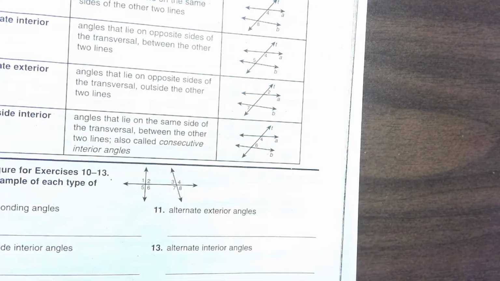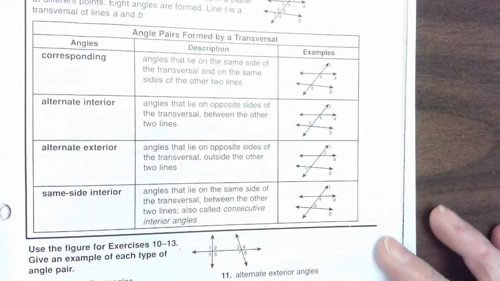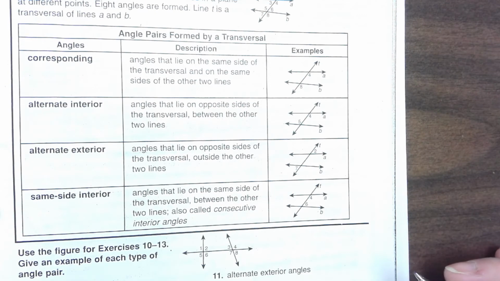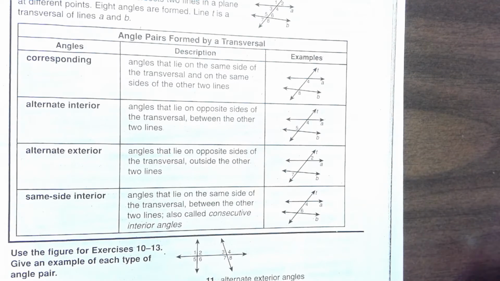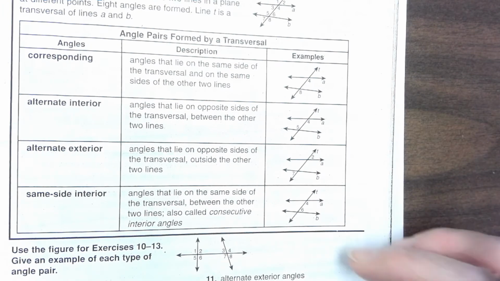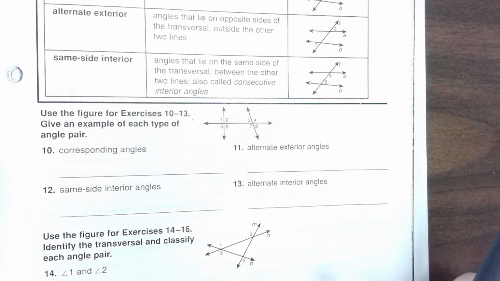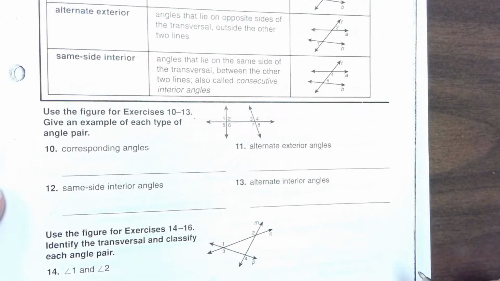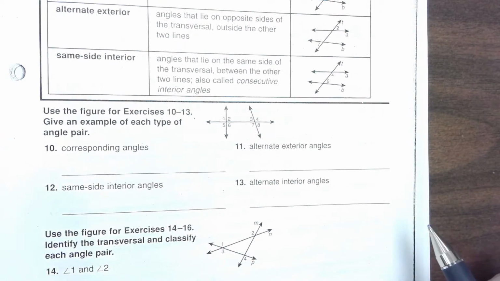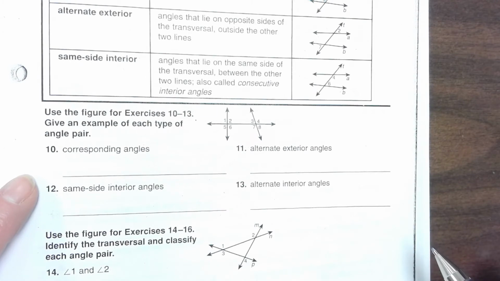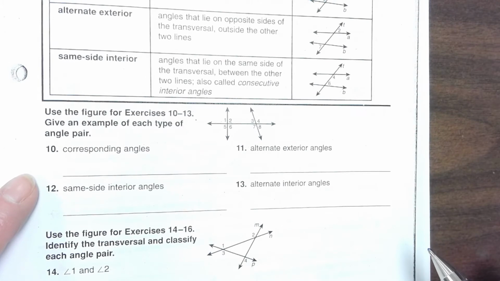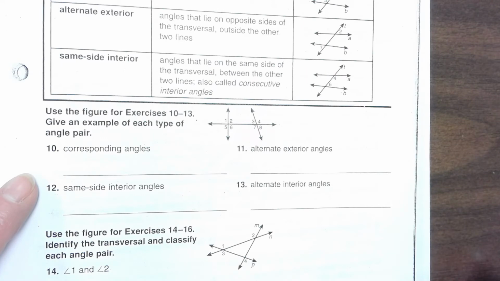Okay, so we're going to look at the lesson piece for today. So we've got our corresponding angles. You see where I got those definitions, and we've got some pictures of non-parallel lines because that's where we're going to apply these angles today, to non-parallel lines. So on example 10, it says corresponding angles. Give an example of each type of angle. So corresponding, they lie on the same side of the transversal and the same side of the other two lines.